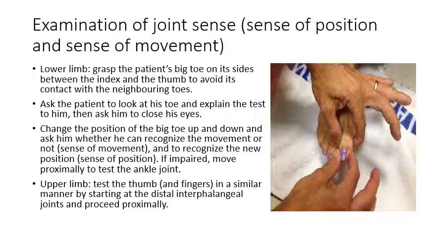Change the position of the big toe up and down and ask him whether he can recognize a movement or not, and this is for testing the sense of movement, and to recognize the new position to test the sense of position. If impaired, move proximally to test the ankle joint. For the upper limb, we test the thumb or the fingers in a similar manner by starting at the distal interphalangeal joints, and then we proceed proximally.